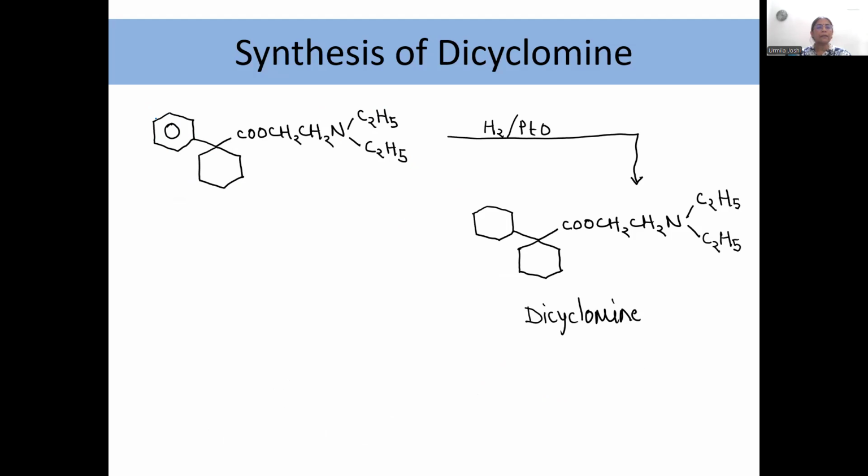Now, again, look at the original structure and you will realize that this is the phenyl ring, but you don't want a phenyl ring, you want a cyclohexane ring. So reduce it. Reducing reagent should be chosen in such a way that it doesn't affect the ester. So H2/PtO2 will convert this aromatic ring to cyclohexane ring and the resultant compound will be dicyclomine.